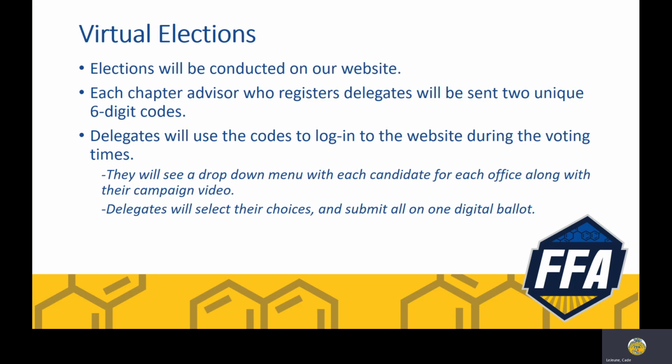The interface should show a drop-down menu, so we will have all 10 of our state offices listed with each candidate for each office listed below, and a drop-down where the delegates will select which candidate they intend to vote for. Each candidate's campaign speech will also be posted next to their name. We're also going to post a picture of each candidate so that you'll know who you're voting for. The delegates are going to select their choices, and they're going to submit them all at once on a digital ballot on our website.